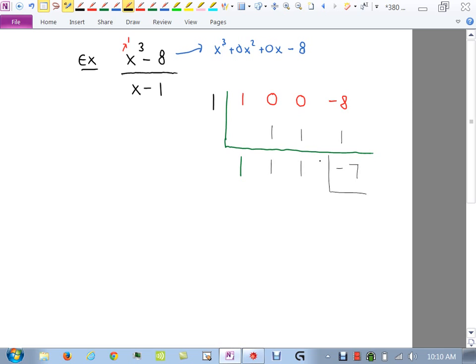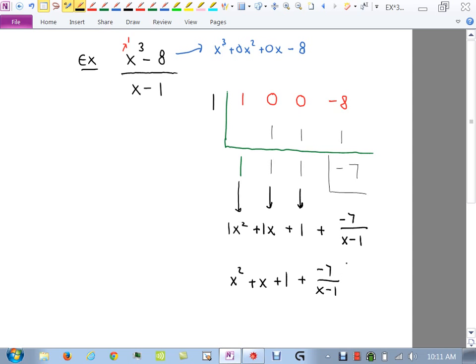All right. Let's talk about the answer. What's the degree of the numerator to start? 3. So ours is going to be x squared, right? So this first one tells me I have 1x squared, right? This one tells me I come down 1 on the power, so plus 1x, come down on the power, plus 1, and then the last one plus negative 7 over the divisor. So I could write x squared plus x plus 1 plus negative 7 over x minus 1.